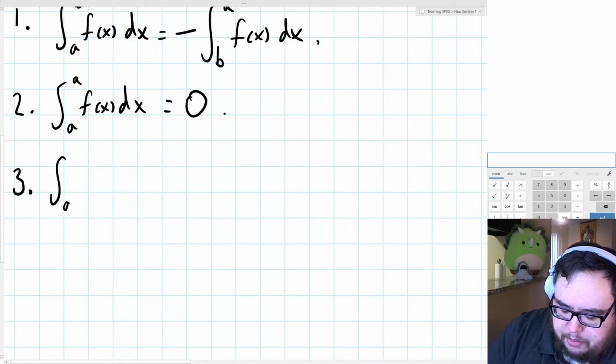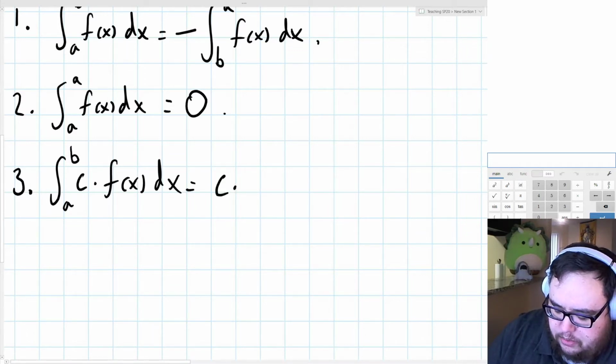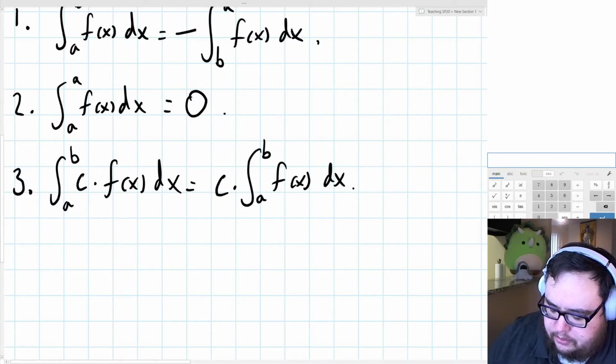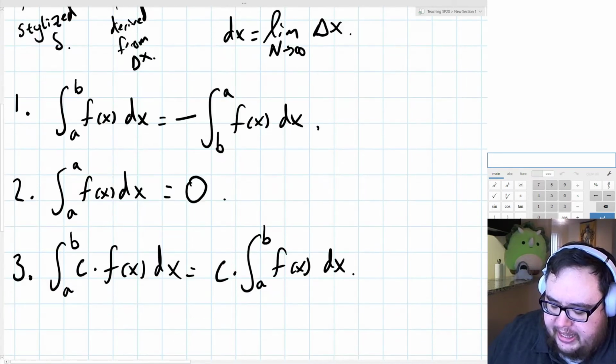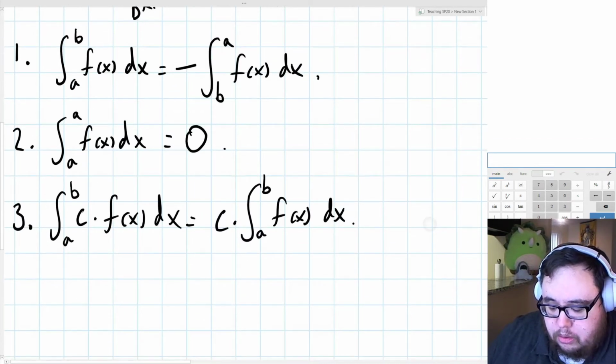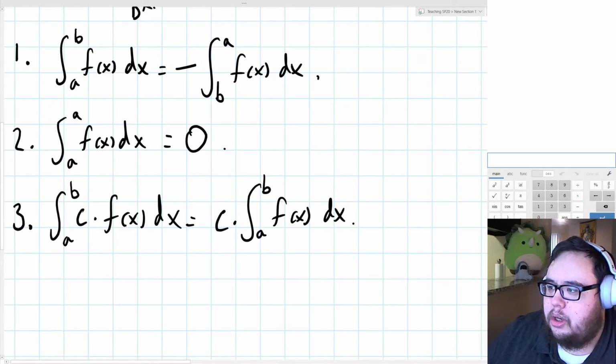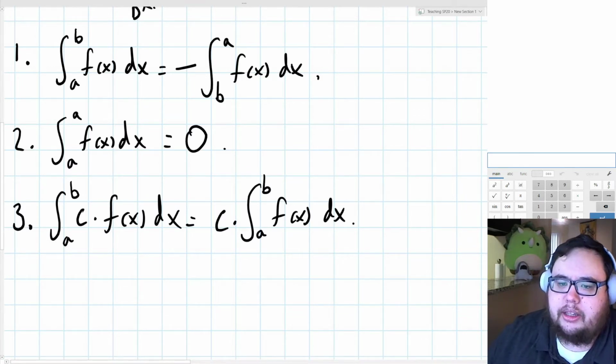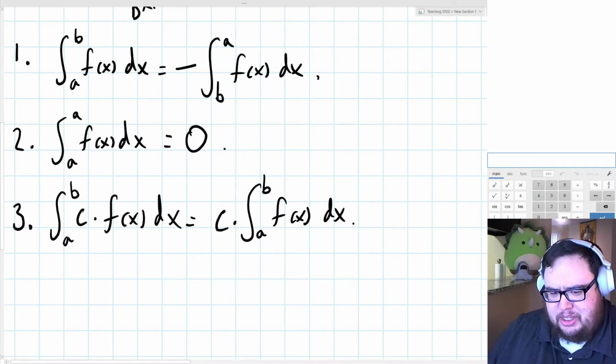The integral from a to b of c times f of x dx is equal to c times the integral from a to b of f of x dx. Again, just like property number 1, this is a pretty straightforward proof by the distributive property. If you're multiplying every single term in that sum by c, then you can pull the c out front of the sum, and then the c can come out front of the limit, and we get c times the original integral.